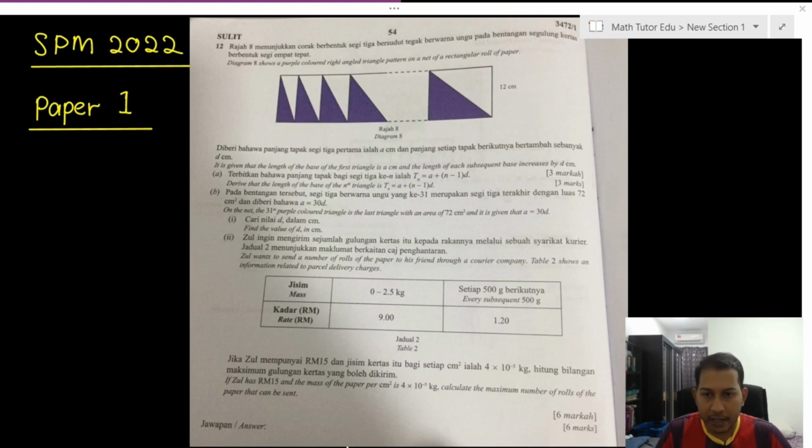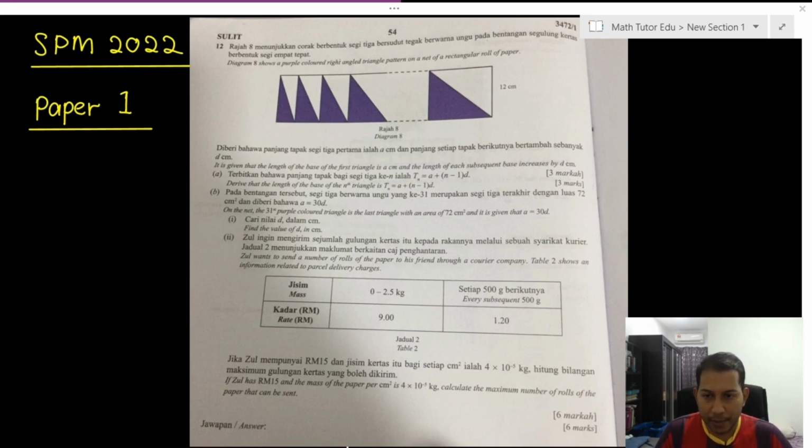It is given that the length of the base of the first triangle is a centimeter and the length of each subsequent base increases by d centimeter. Let me read the question part A. Derive that the length of the base of the nth triangle is t subscript n equals a plus n minus 1 d. This is for part A.